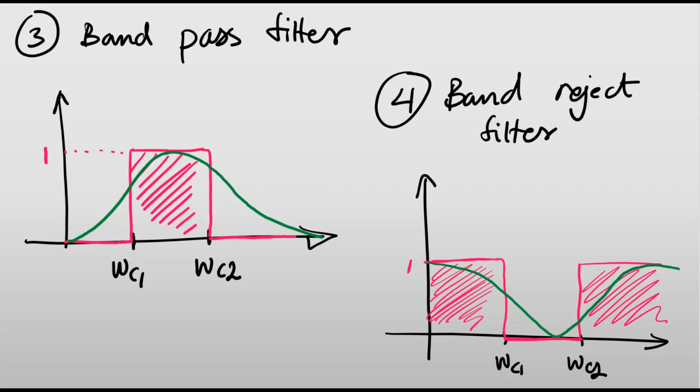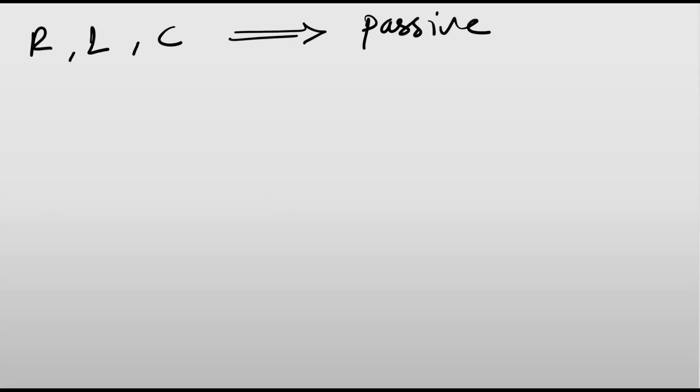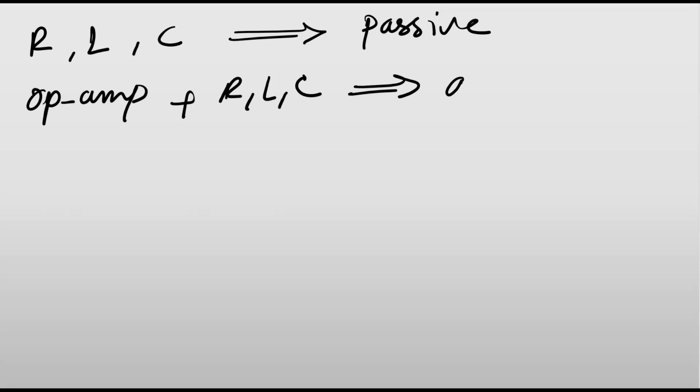Now we can make these four different types of filter with passive or active elements. If we are using only R, L, and C components, then our circuit will be considered a passive circuit. But if we are using active elements such as an op-amp in our circuit plus RLC, then that circuit is an active circuit, and so we have a passive filter here, and here we are going to have an active filter.